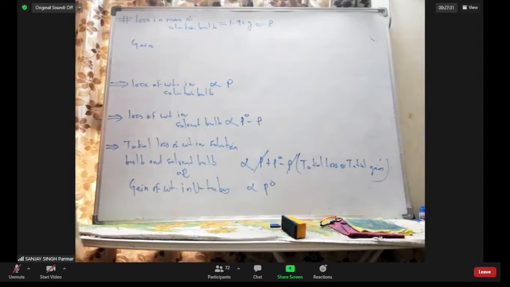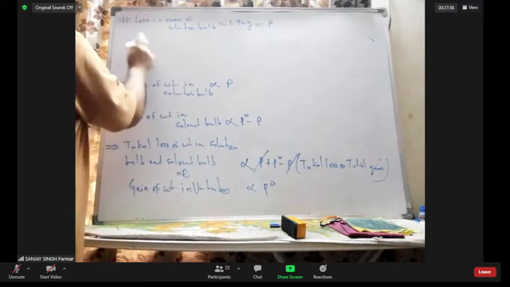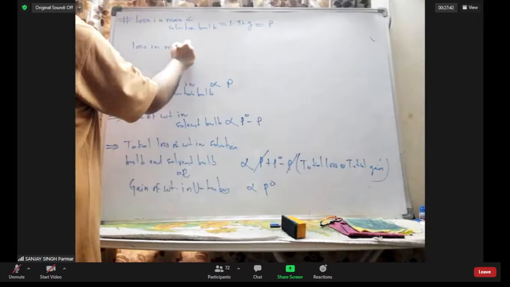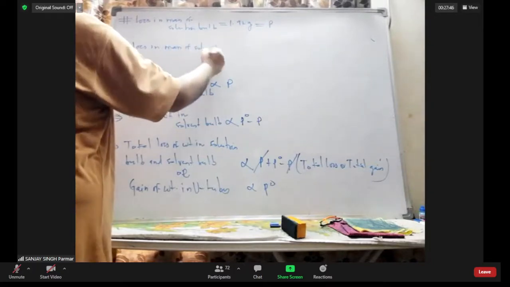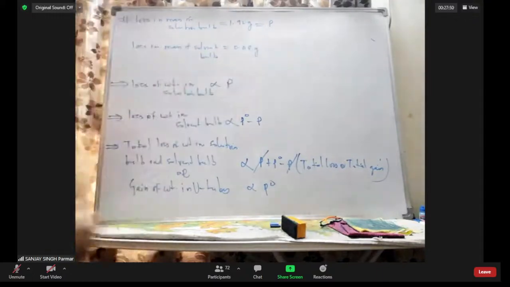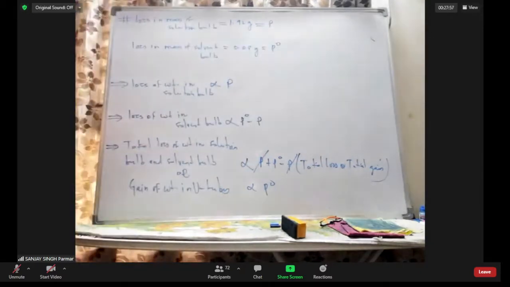Whereas in the pure water bulb, meaning solvent, they have given the loss in mass of the solvent bulb. The solvent bulb is pure water. This they have given as 0.08 grams. So 0.08 grams means, can I say it is nothing but P naught? Yes, it is nothing but P naught.